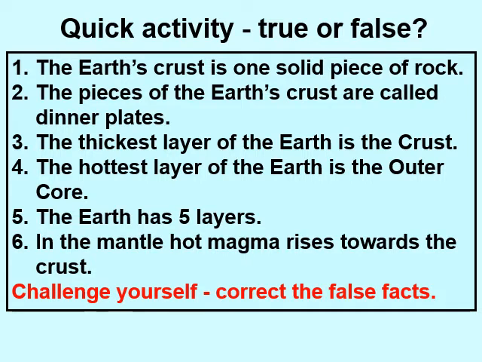Number four was the hottest layer of the Earth is the outer core. This is true, and the outer core is approximately 6,000 degrees Celsius, so almost as hot as the sun, which is very, very hot. Number five is the Earth has 5 layers.